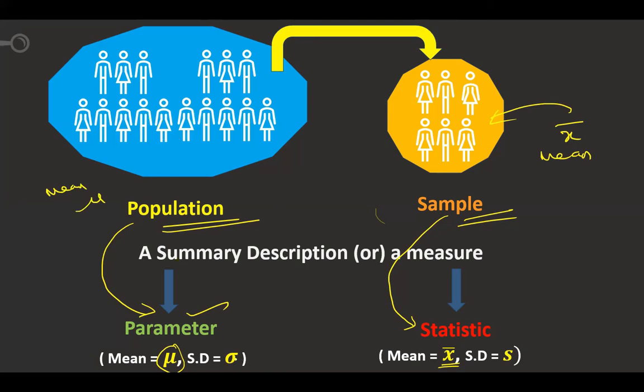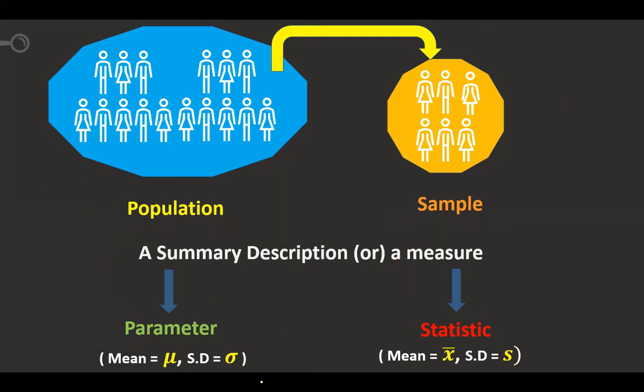Similarly, standard deviation sigma is a parameter, and standard deviation S is a statistic from the sample. So a statistic means sample, and a parameter means population. This is the thing you have to remember first. Then we'll move on to the next one.